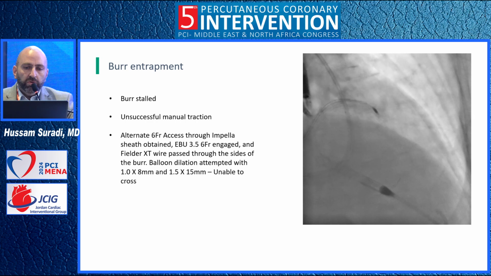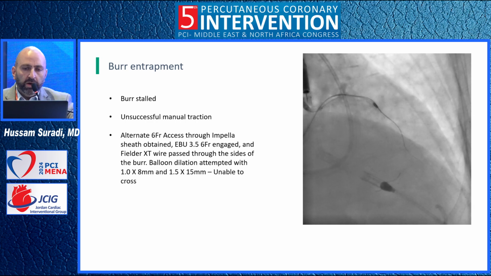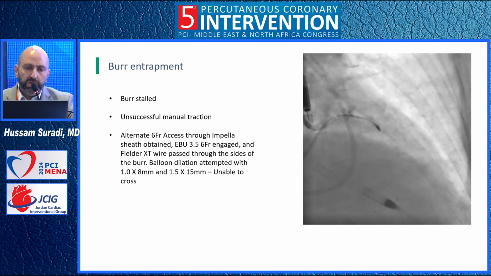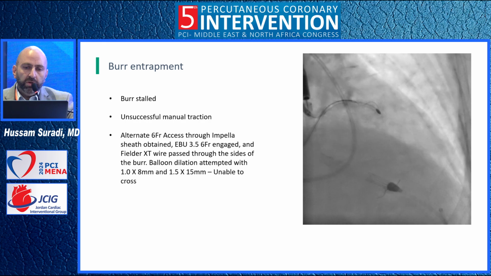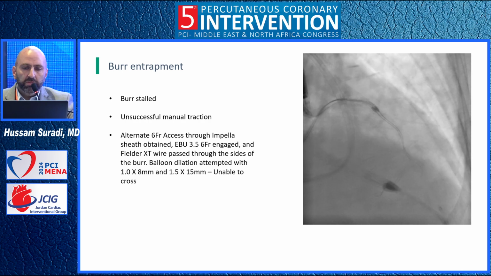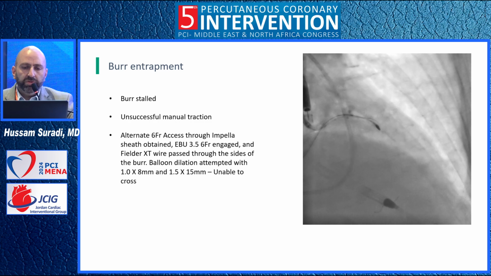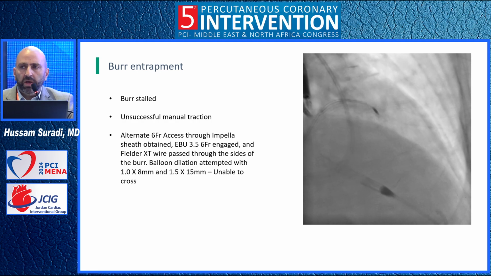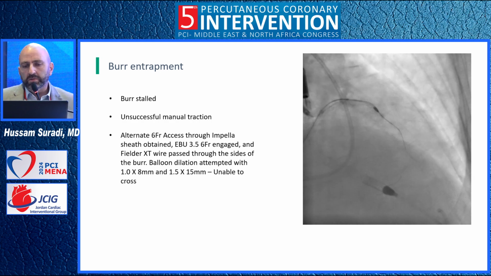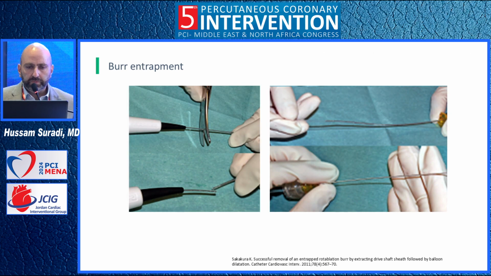So again, going back to our case, the burr is now stalled, no flow. So we got another guide through the impeller sheath. We did the ship technique. It was relatively not the smoothest wiring, but we were able to get a Fielder XT next to the burr. However, nothing would cross next to it. We tried the microcatheter, we tried the smallest balloon, a 1 millimeter balloon, but it would not budge next to the burr, so that technique did not work.